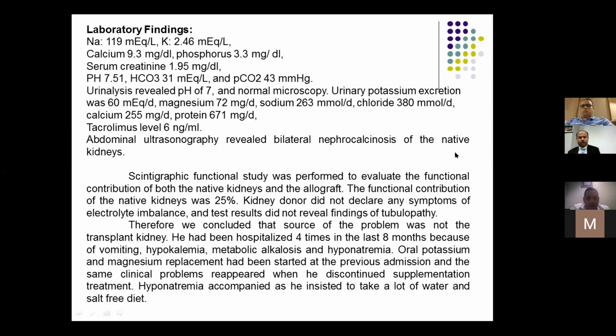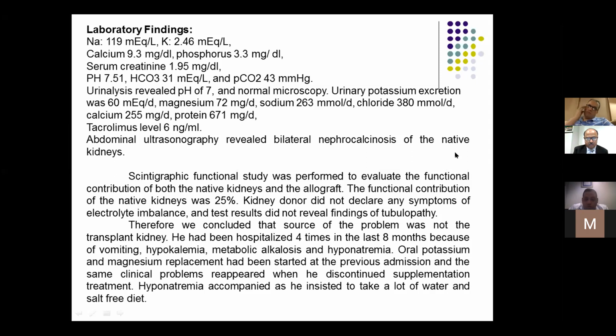Urine analysis revealed an alkaline pH of 7. The urine was blunt. Urine potassium excretion was high. Magnesium excretion was high. Also, sodium and chloride excretion were high. There was also hypercalciuria. Tacrolimus level was okay. Abdominal ultrasound reveals bilateral nephrocalcinosis in the native kidneys. The scintigraphic evaluation of the native and transplanted kidneys showed that the native kidney shared 25% of the GFR.